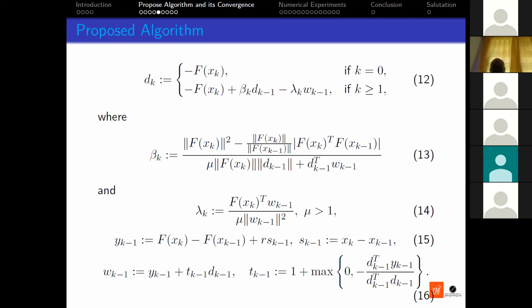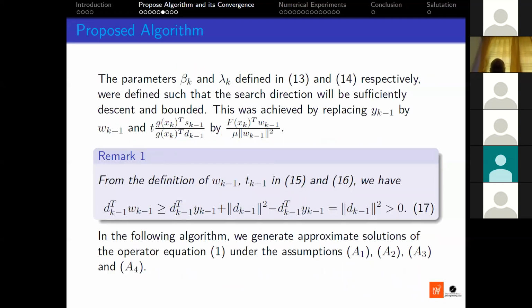So let me summarize. This modification helps us to show that the direction is descent and bounded. This is the explanation of what we did, just replacing yk minus 1 by wk minus 1, and this term by this term.